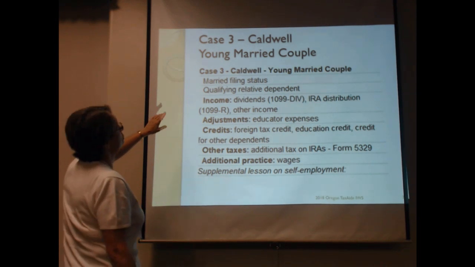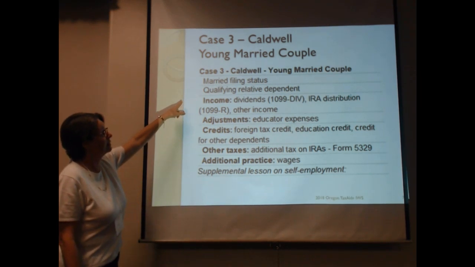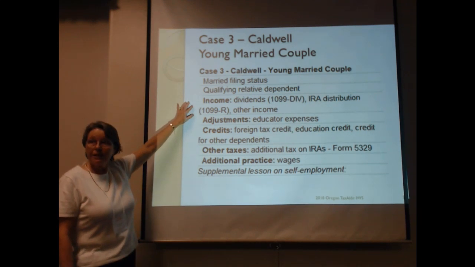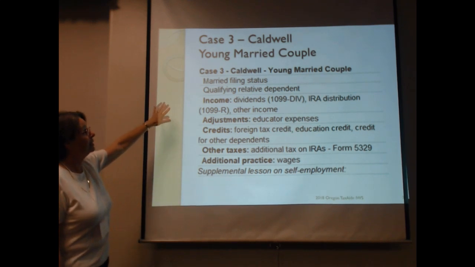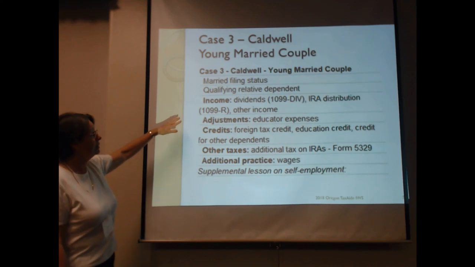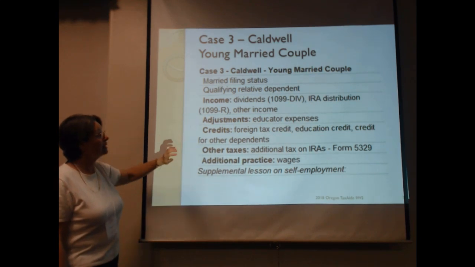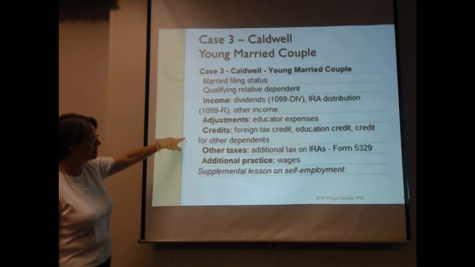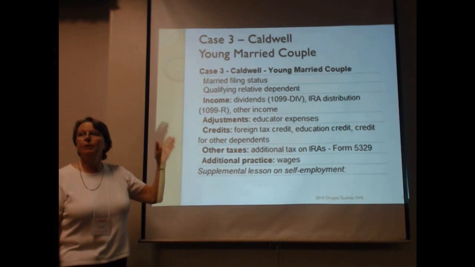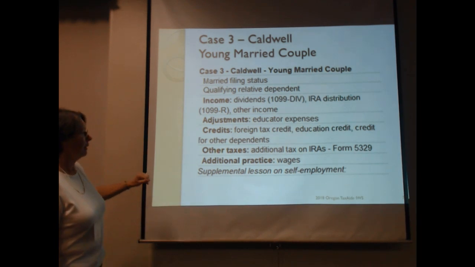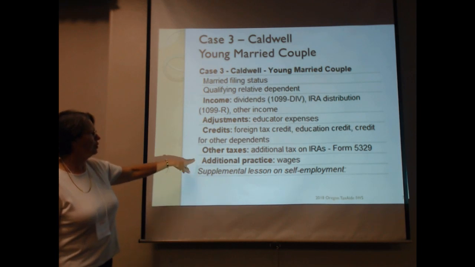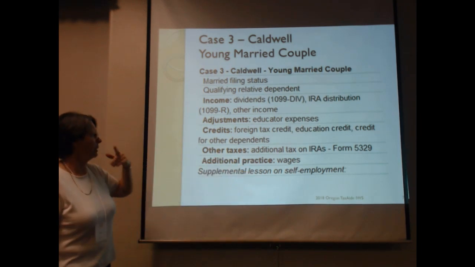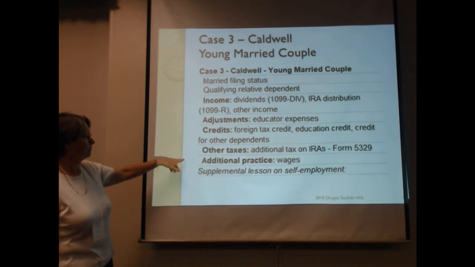When we come to Caldwell, Caldwell is a young married couple. Again, we get to review filing status, dependents. They've got a little bit different income though. And so we can now start introducing different incomes, different expenses, different credits, but we're building. Now, there's a supplemental additional practice, there's wages. I don't remember what that is right off the top of my head. So they both have W-2s.